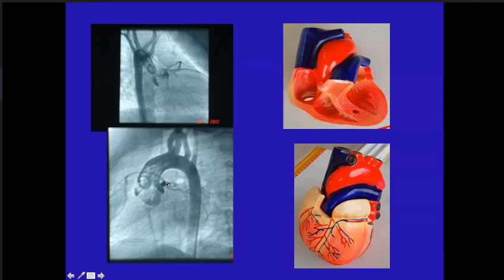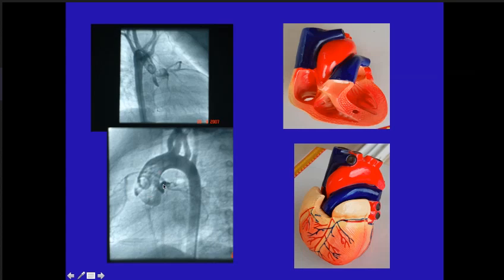I think I had an angio in Frontier last week. Surya, do you remember that anomalous LCA? Yes, sir. That was going behind the RVOT. Yes, sir. That angio, I must see if I have, I can show it to you later.